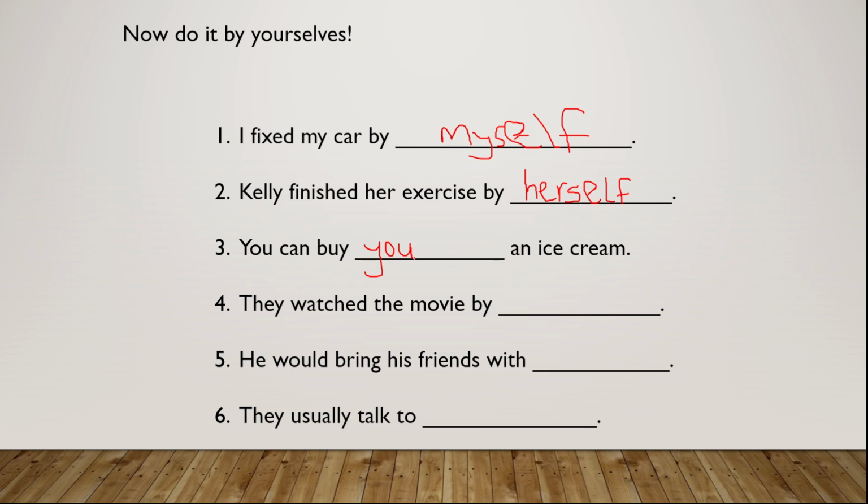And the last one, they usually talk to themselves. Take note, not their selves. We say themselves. Most people usually confuse themselves and their self. Some will say their self. That is wrong. We use the object pronoun, remember, this is the object, and not the possessive pronoun. Themselves.